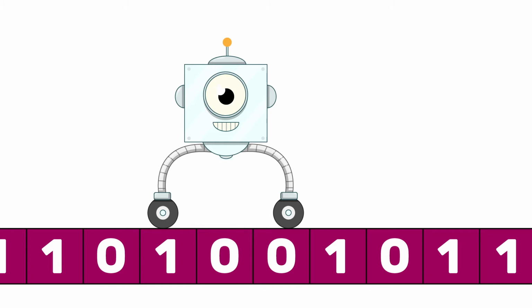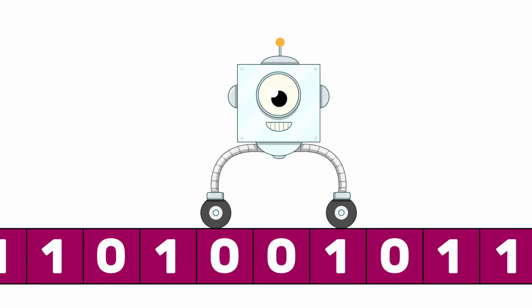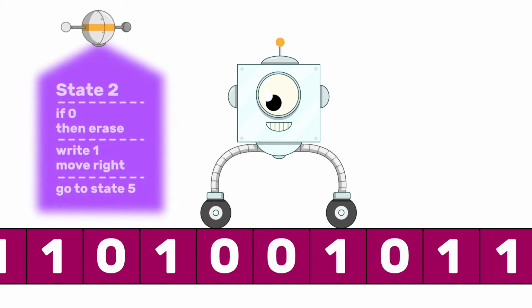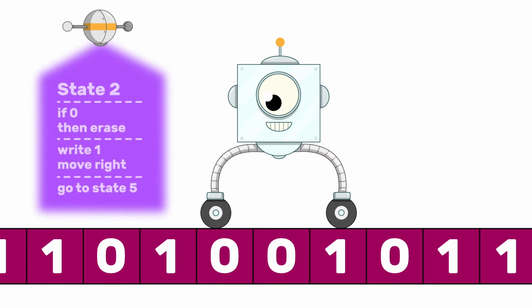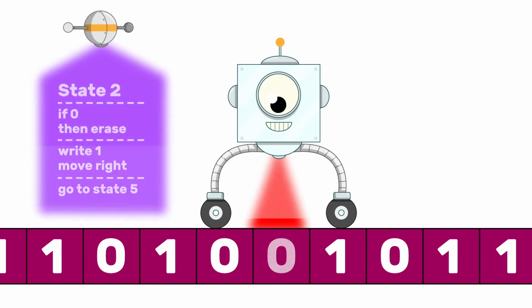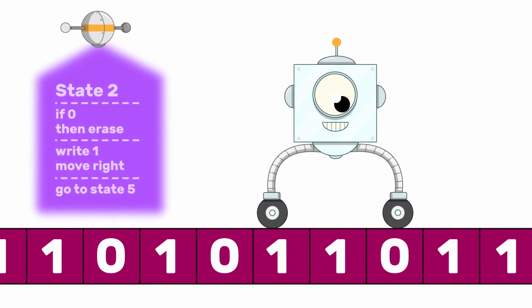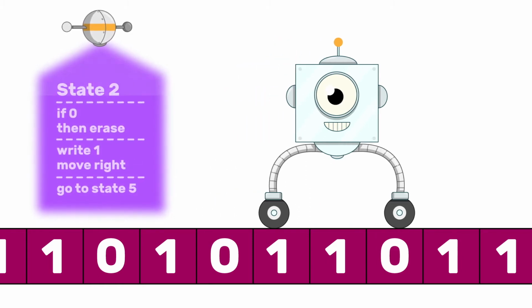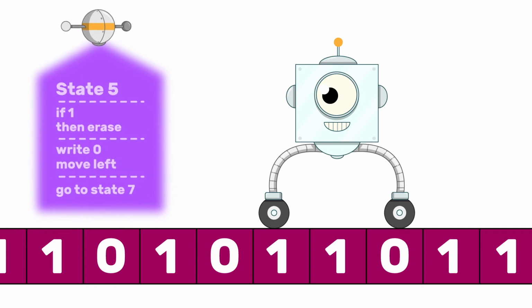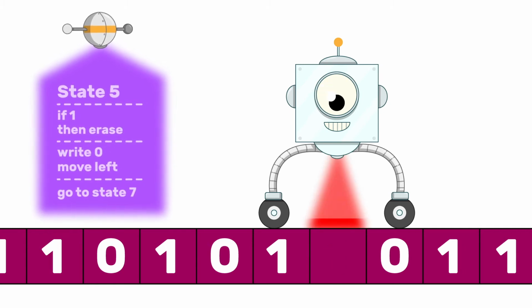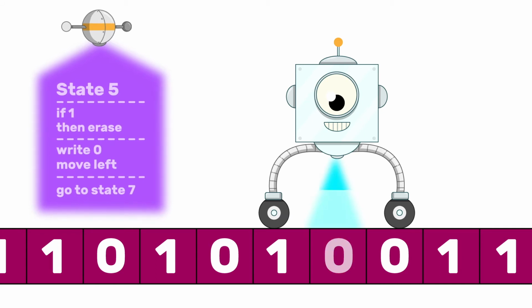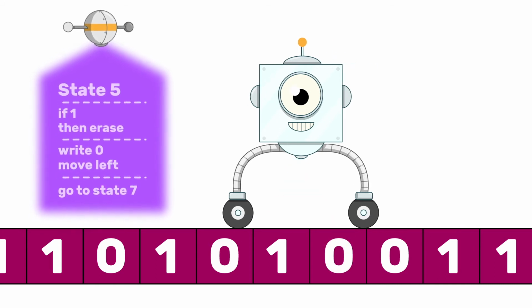The direction that the head moves, which values it erases, and which values it writes in, is dependent on a set of instructions provided to the machine. Here, the head is in state 2, and the instructions say that if it reads a 0, then erase it, write in a 1, move one cell to the right, and change your state to 5. State 5 might read, if I'm reading a 1, erase it, write in a 0, and move one cell to the left, and change the state to 7.